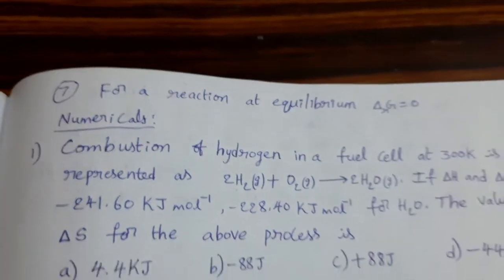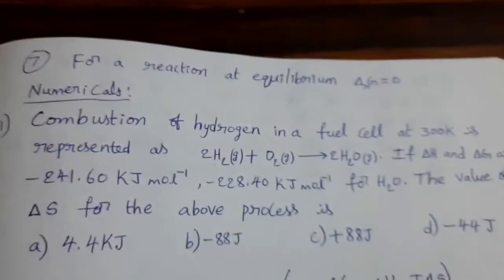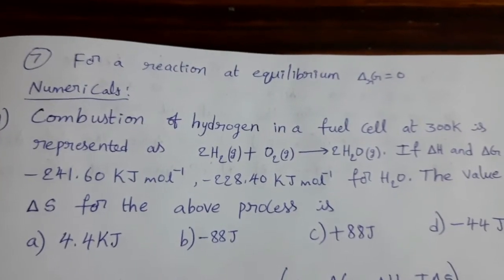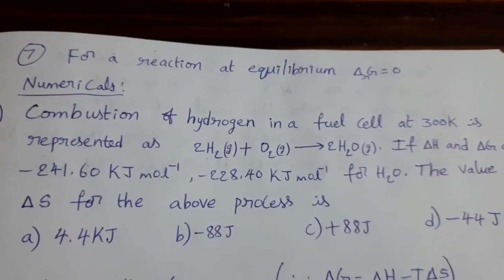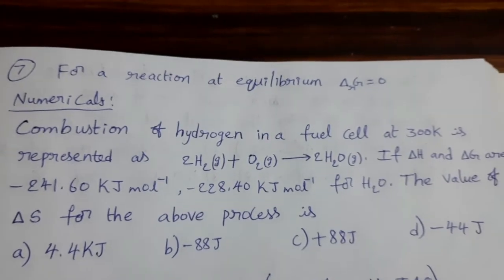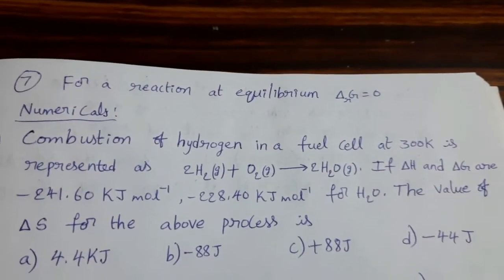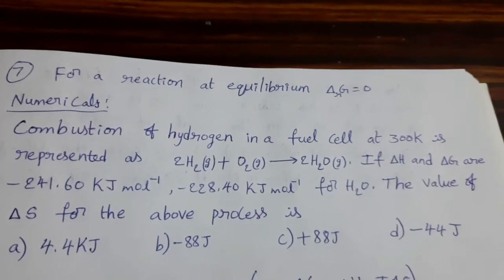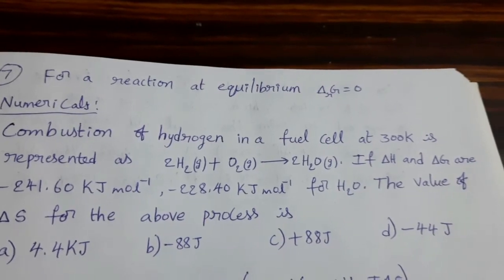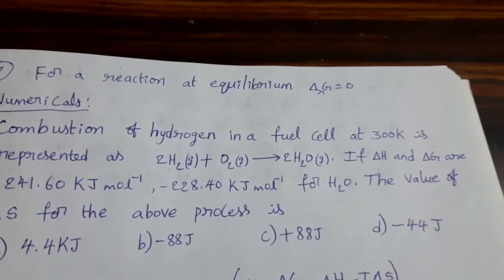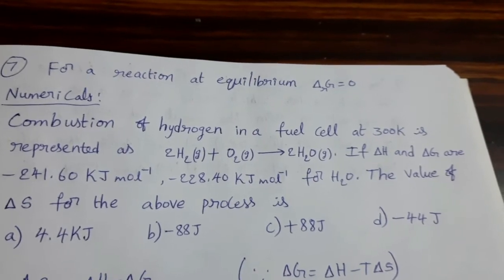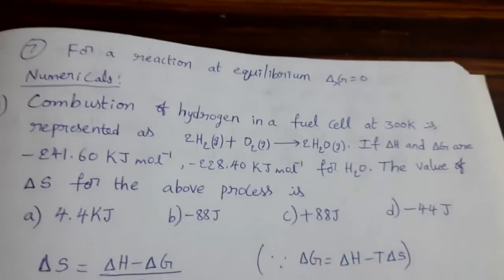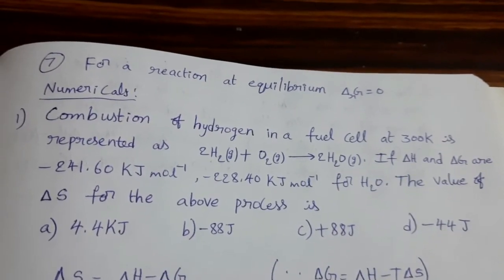Remember this. Next, numericals. Combustion of hydrogen in a fuel cell at 300 Kelvin is represented as 2H2 plus O2 gives rise to 2H2O. If delta H and delta G are minus 241.60 kilojoule mole inverse, minus 228.40 kilojoule mole inverse for H2O. The value of delta S for the above process is, okay, delta H value, delta G value are given, delta S we should find out.